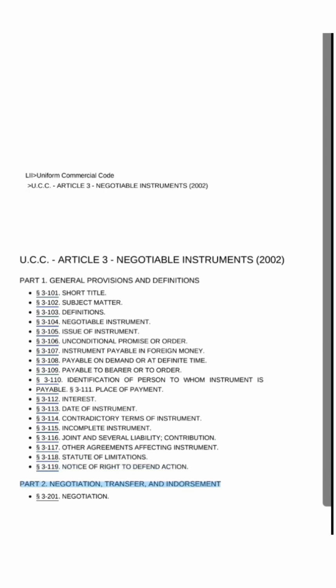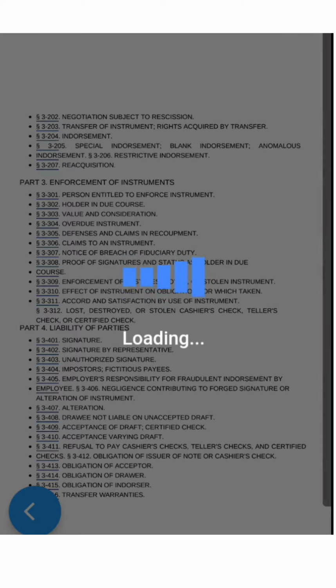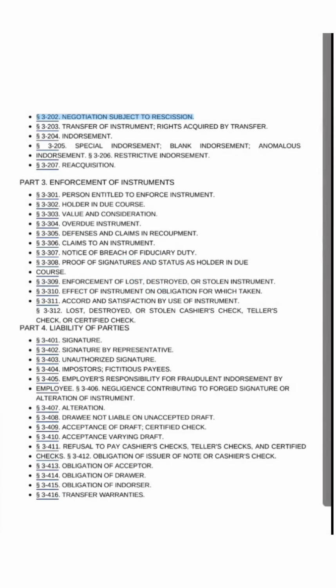Part 2. Negotiation, transfer, and endorsement. 3-201. Negotiation. 3-202. Negotiation subject to rescission. 3-203. Transfer of instrument, rights acquired by transfer. 3-204. Endorsement. 3-205. Special endorsement, blank endorsement. 3-206. Restrictive endorsement. 3-207. Reacquisition.